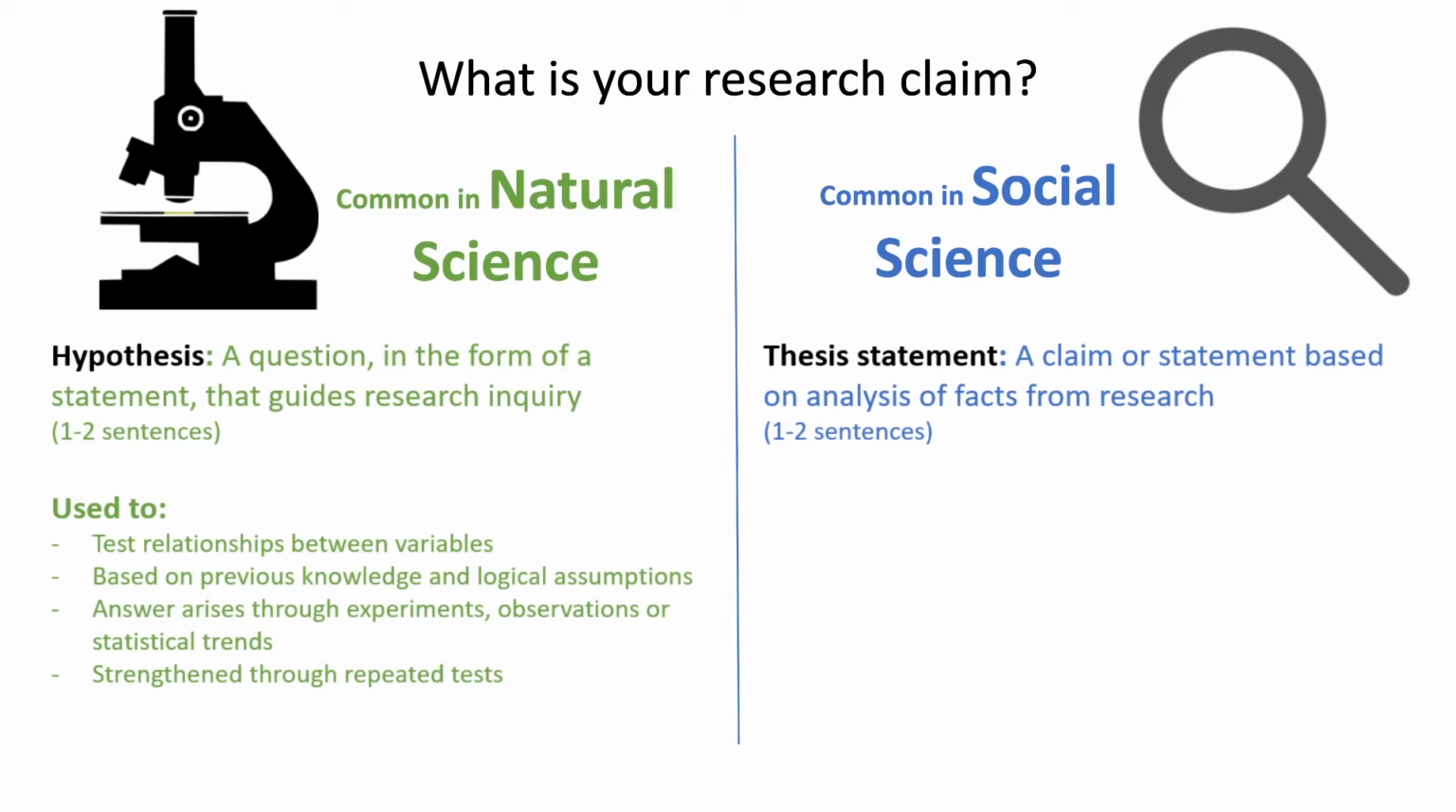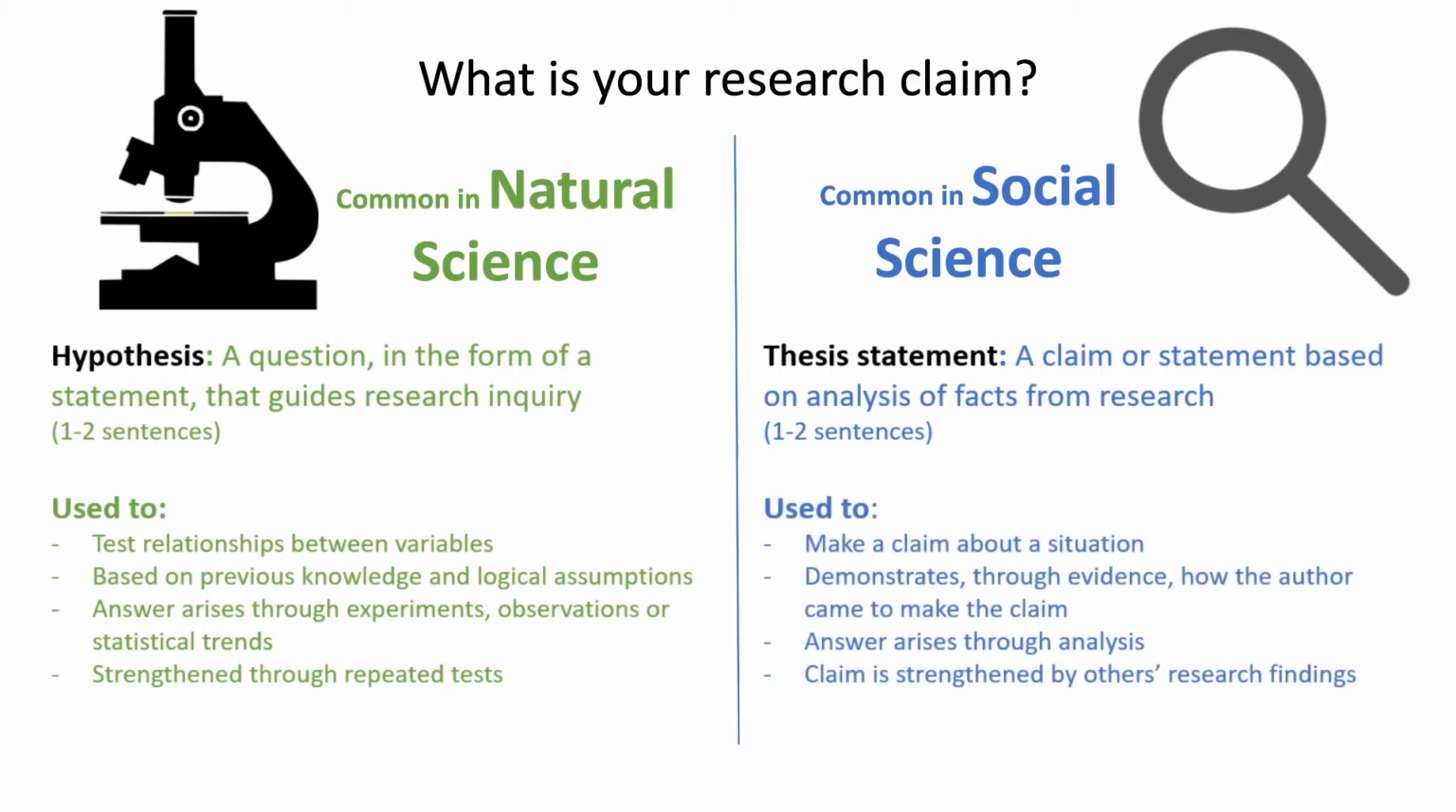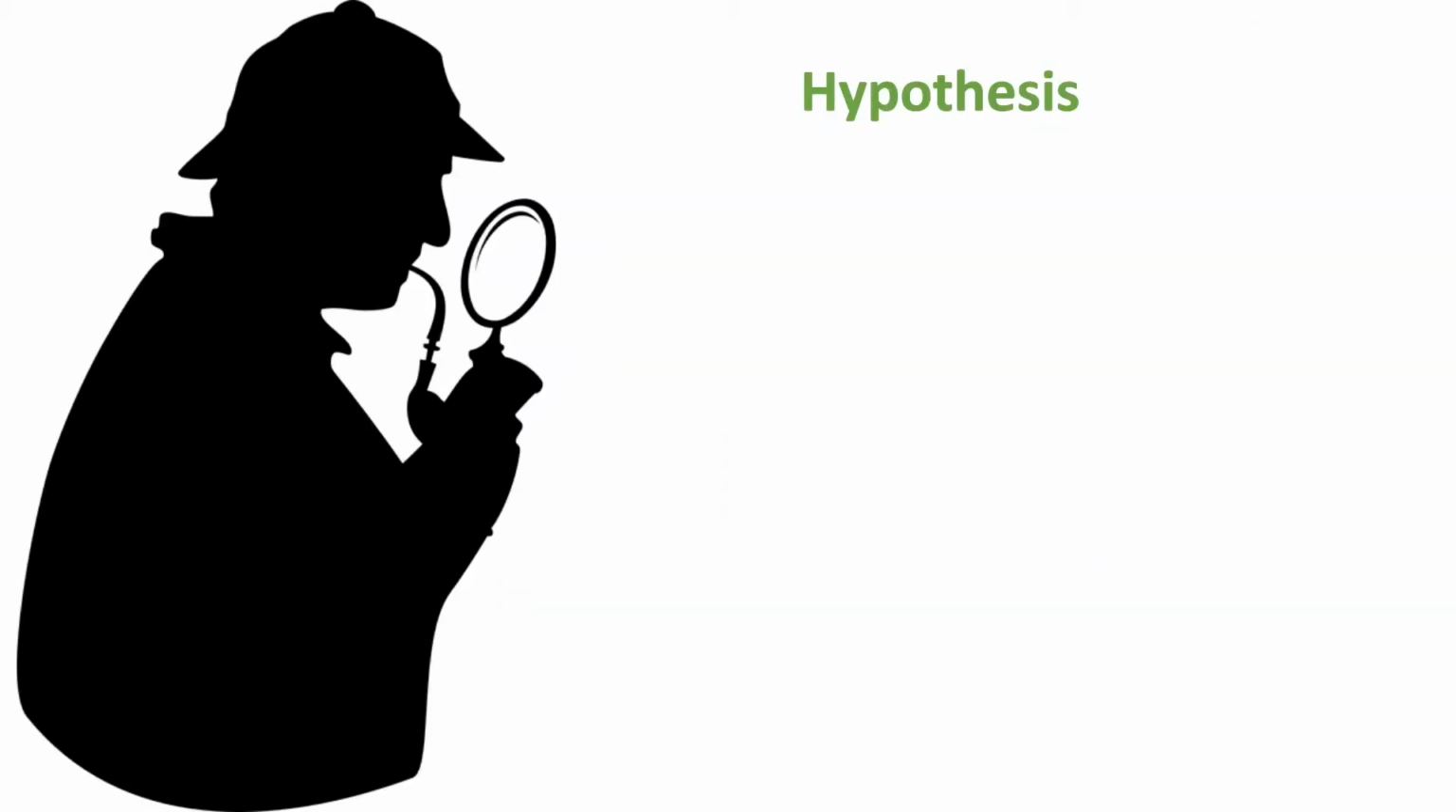A thesis statement, on the other hand, is a claim or a statement based on analysis of facts from the research that's already been done. They're useful to make a claim about a situation. They demonstrate through the use of evidence how we as authors came to form that claim. Our answer really arises through analysis that will be presented in the body of the research, and our claim is strengthened by using other researchers' findings. So let's look into this in a little bit more detail, because a hypothesis requires us to really think more like a detective.